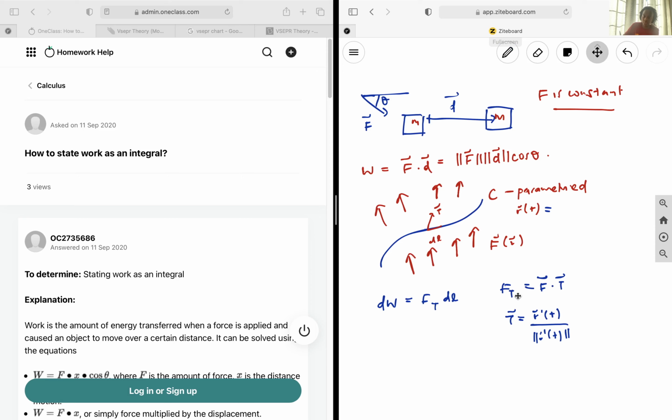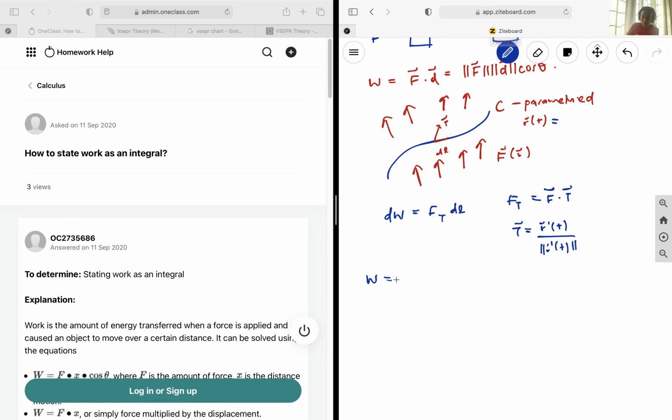Okay, and so now this will mean that when we want to find the work, it is going to be equal to the integral of dW, since it's a very small piece of the entire path. And that would mean the integral of F_t dl, which would be the integral of F dot T, but we're going to write in T as this. So F dot r prime of t over the magnitude of that, dl. Okay, and then next up we need to remember the fact that dl is equal to the magnitude of the derivative of that vector, dt. And so now let's put that in for our dl.